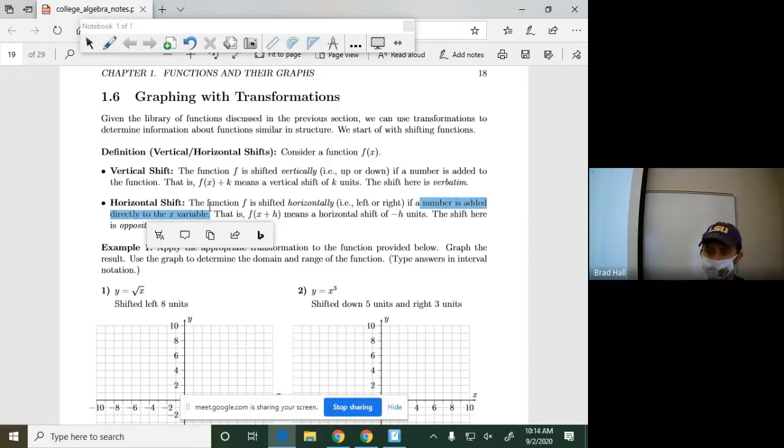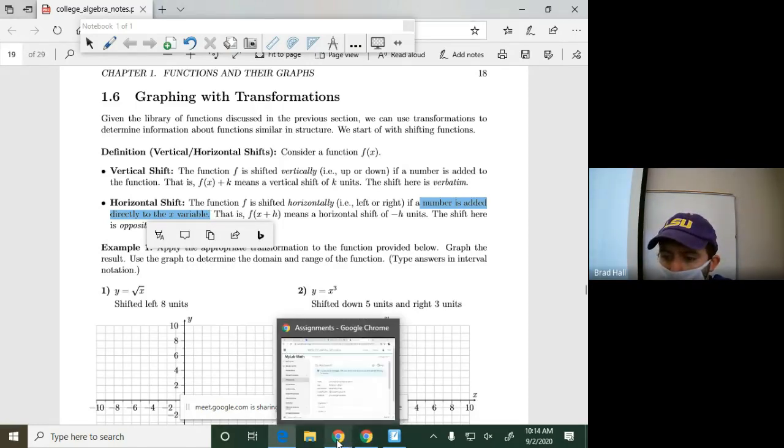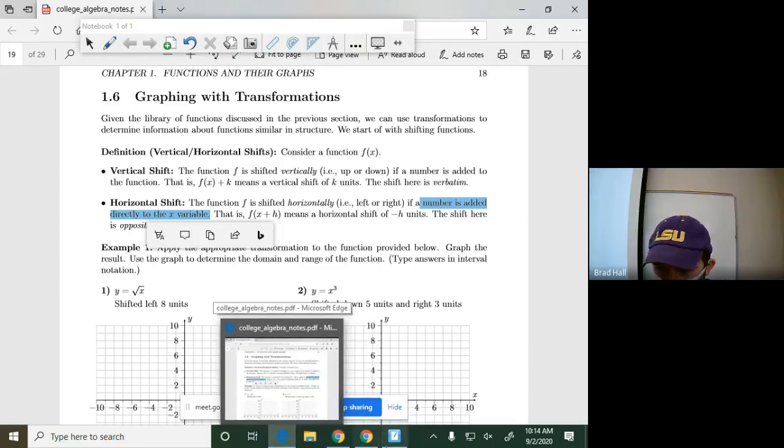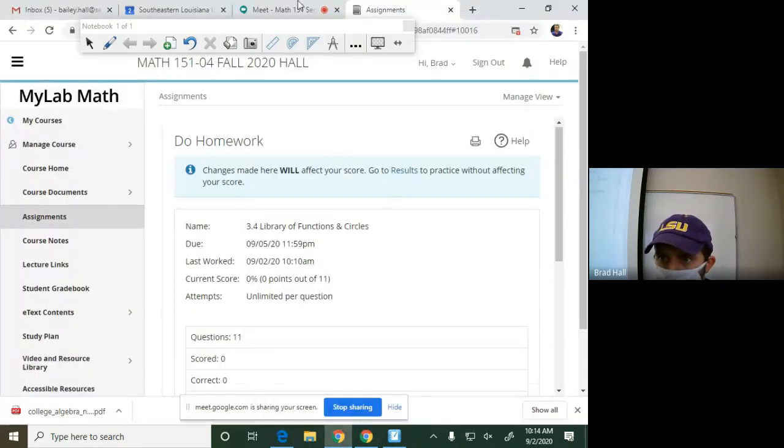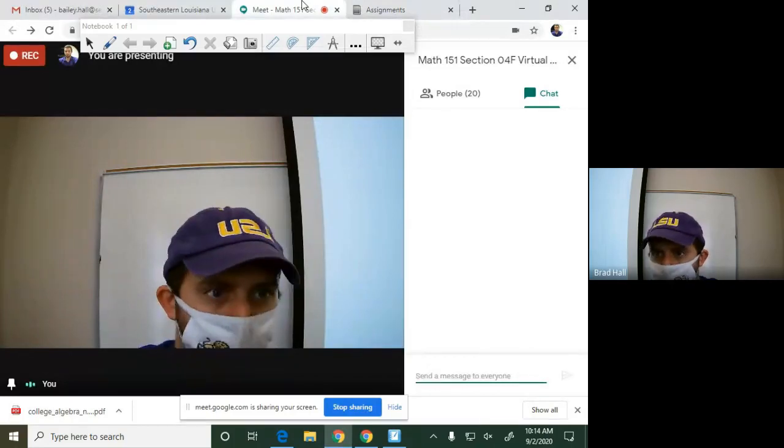The shift is opposite. Oops. The shift is opposite. Sorry, I think I accidentally cut off my mic there for a second.